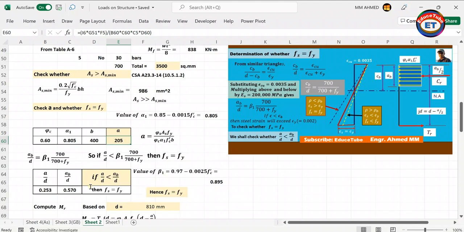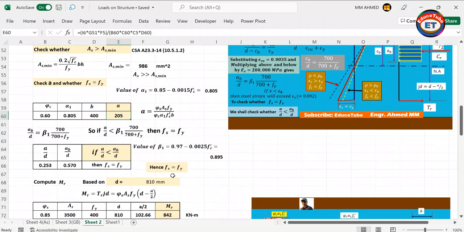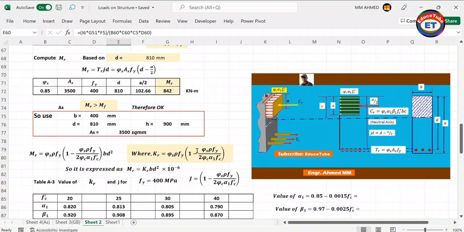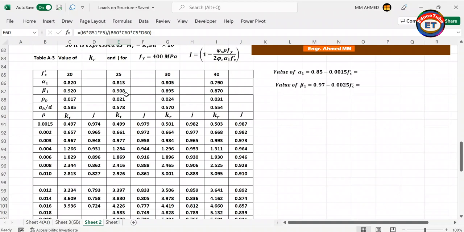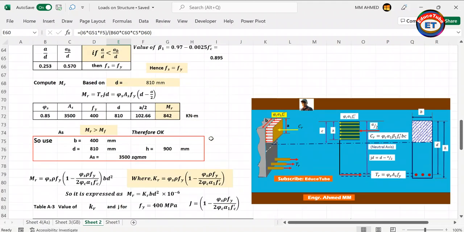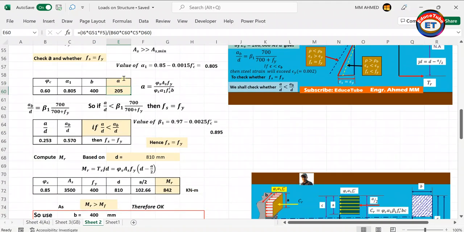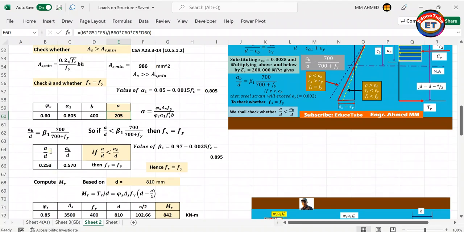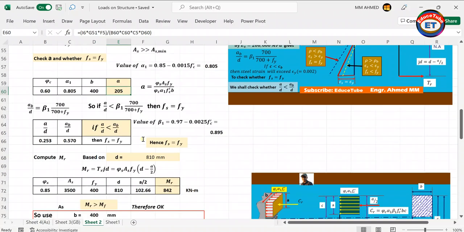Now we are very clear about this point. Once we can prove that, another important thing is how we can get ab by d. Look at this table: we can find ab by d for 30 concrete strength. So our ab by d equals 0.570. We can use this value also. And a by d, what I got, a divided by d, where we already know d is 810, is 0.253. So this is less than this. So we are 100% sure Fs equal to Fy. It means still yielding failure. So we are done with this.